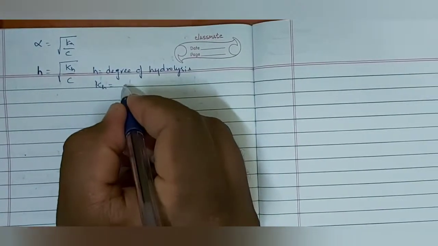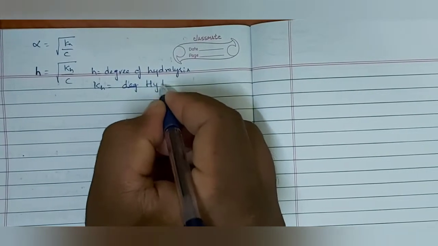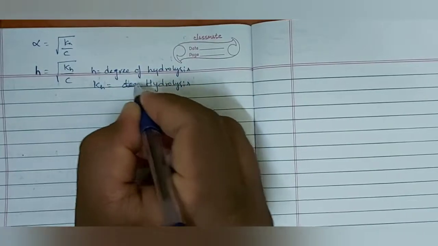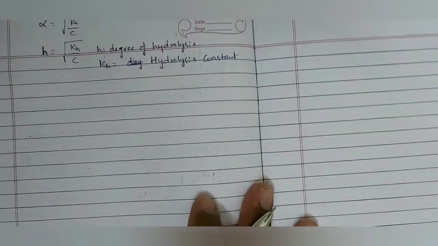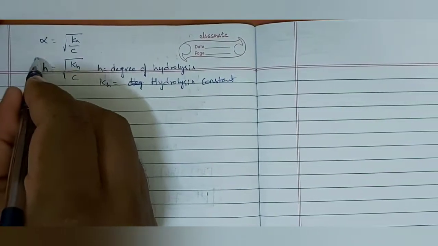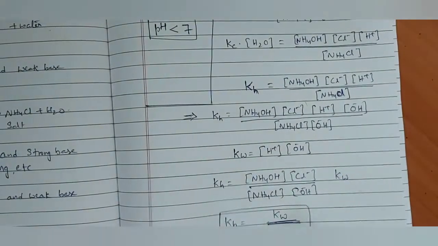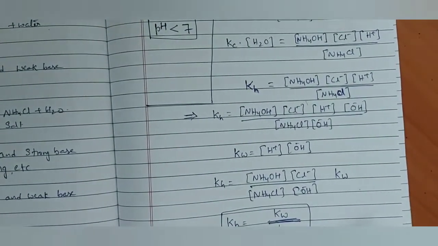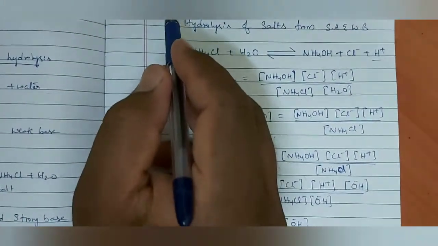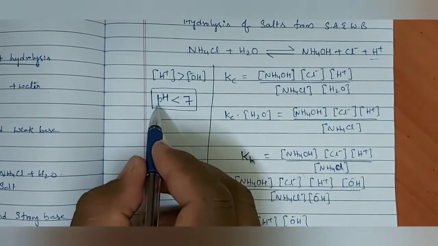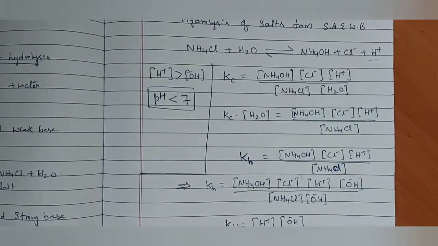And Kh is equal to hydrolysis constant, and this is one more formula: h is equal to root of Kh by C. Kh is equal to Kw by Kb. And salts which are obtained from strong acid and weak base, pH value is less than 7. These are all very important. Note down carefully. Okay?